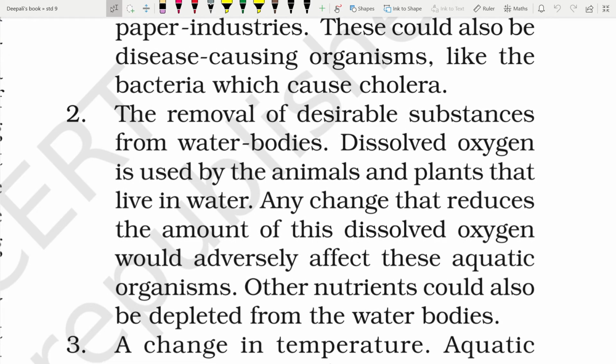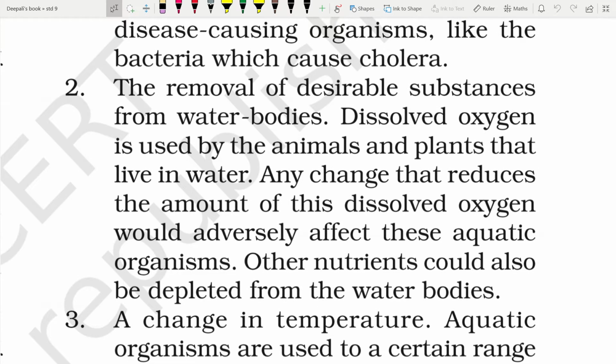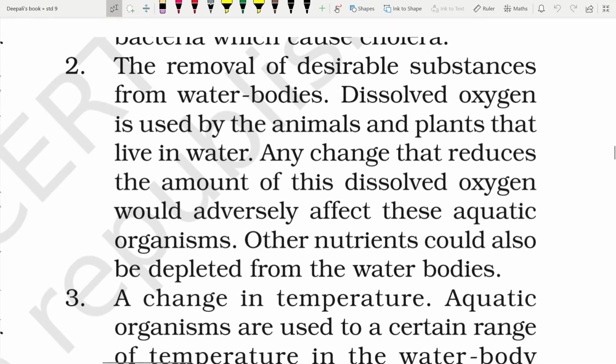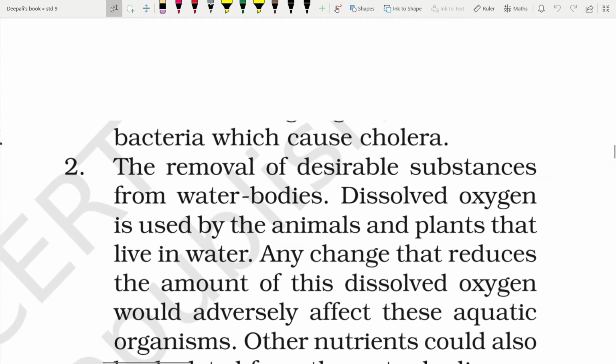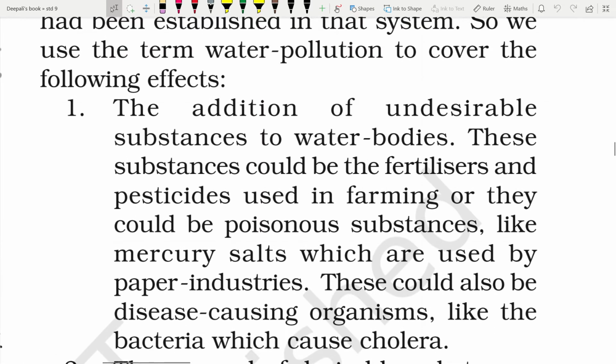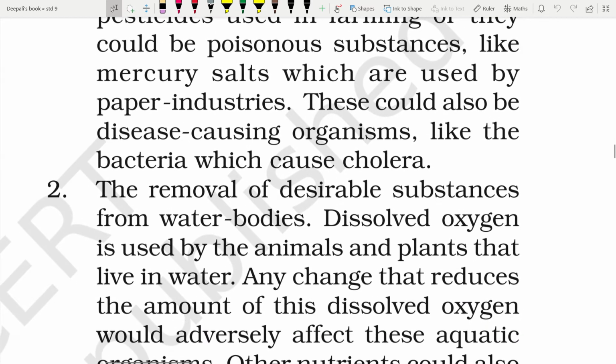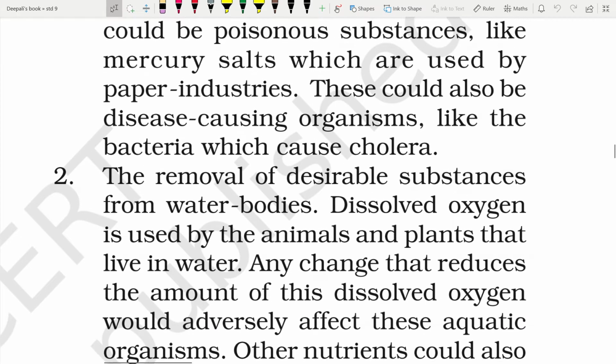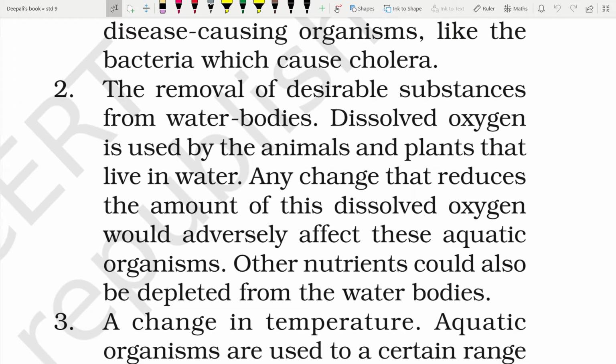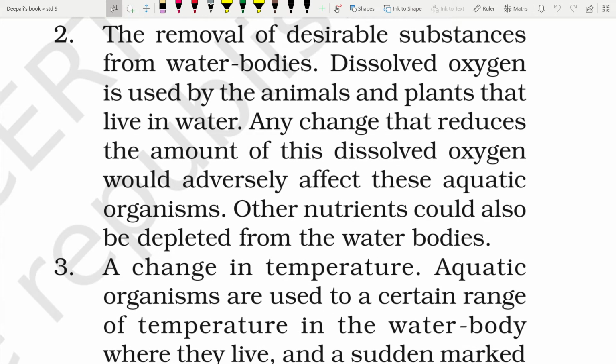The removal of desirable substances from water bodies. Dissolved oxygen is used by the animals and plants that live in water. Any change that reduces the amount of this dissolved oxygen would adversely affect these aquatic organisms. Other nutrients could also be depleted from the water bodies.